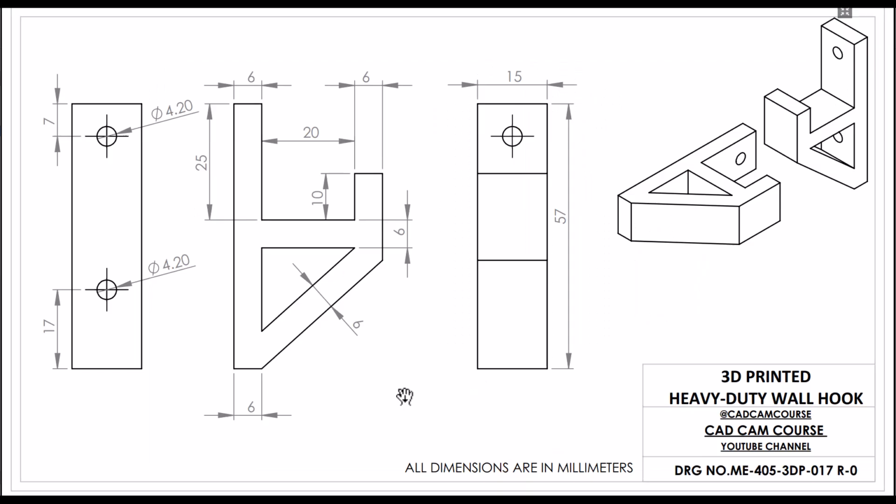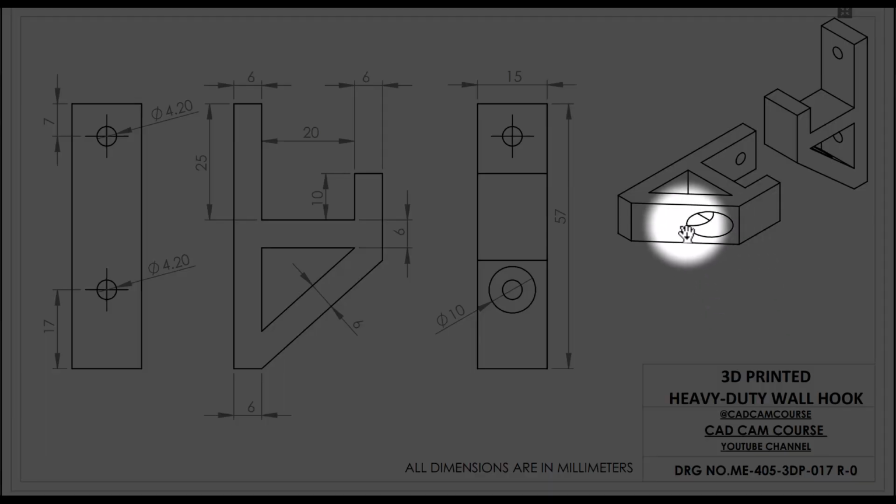Step 3, drilling the tool access hole. Now we'll add the large access hole on the front. This hole allows you to insert a screwdriver or drill bit while mounting the hook.